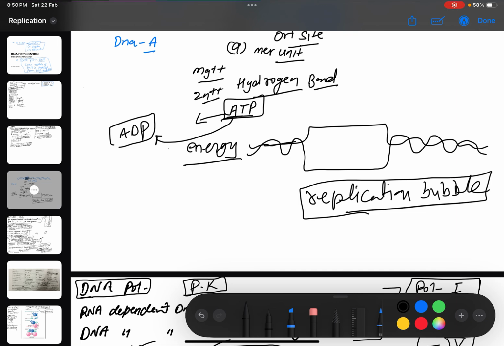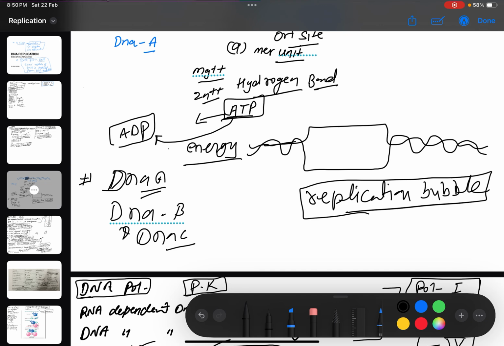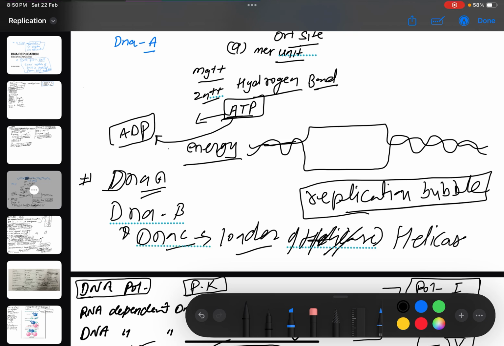As I already told in the last videos, when the DNA A protein comes, it brings along other proteins, DNA B and DNA C. DNA C is known as the loader of helicase, and DNA B is itself the helicase. So it loads the helicase onto the melted DNA part like this. The helicase also has six subunits, and it comes and binds to this DNA strand.